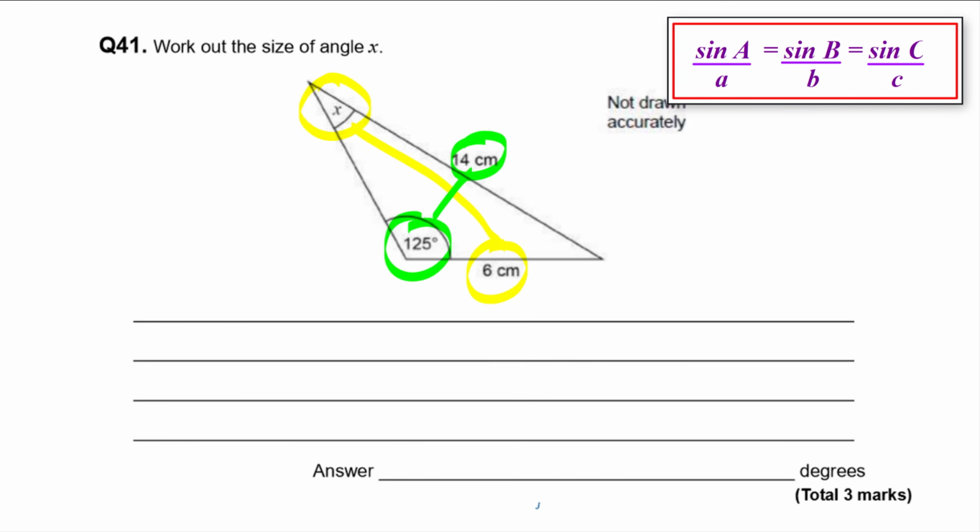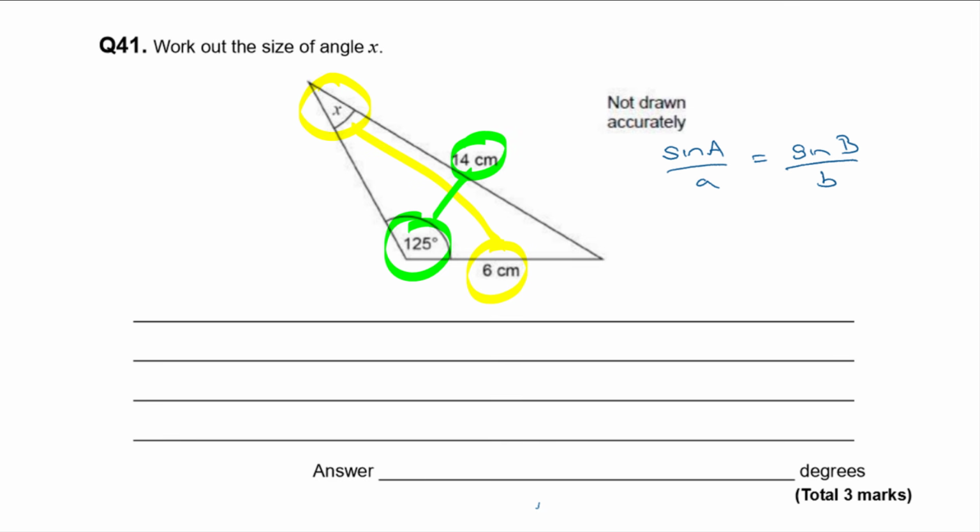And I did say you could write the sine rule either way up, and because I want an angle this time, it makes sense to write it with the angles on the top. So sine A over a is equal to sine B over b. That's the general sine rule equation. Then subbing in for our particular problem, that means sine x over the thing that's opposite x, which is 6, equal to sine 125 divided by the thing that's opposite 125, which is 14.